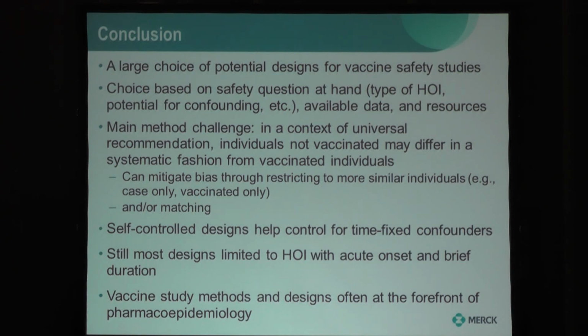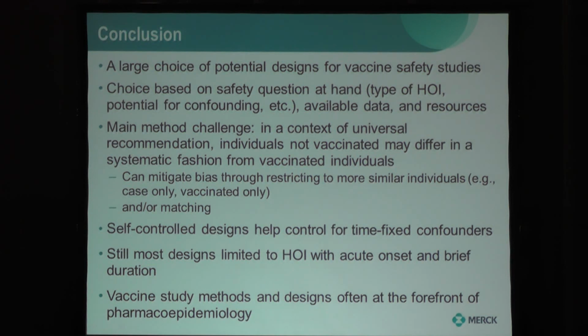So there's a large choice of designs that can be used to do vaccine safety, and the choice is based on the question that you have, the type of event, and the potential for confounding. We've seen in previous presentations that it's sometimes challenging to find a good comparison group that you would be able to use to compare meaningfully to your vaccinated group without any bias. You can mitigate that by trying to restrict or match people. But the self-control design is really a good way of taking care of a lot of the potential confounders if you can use it. Still, it's limited to acute and brief events, so you cannot use it for everything.